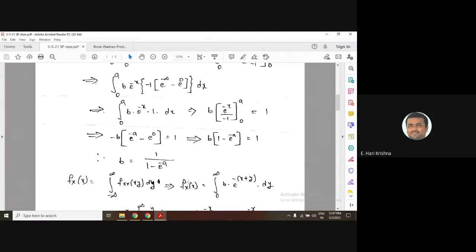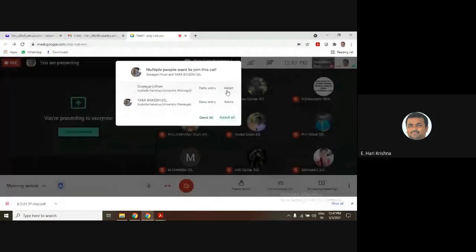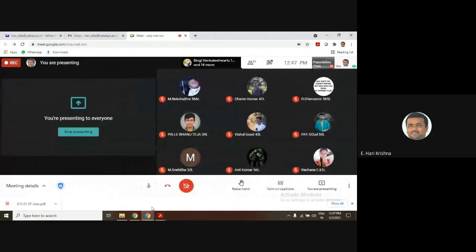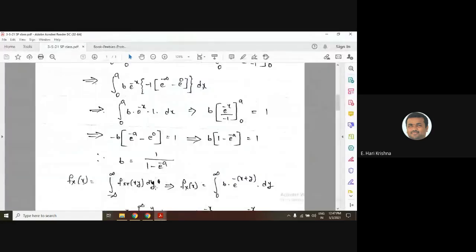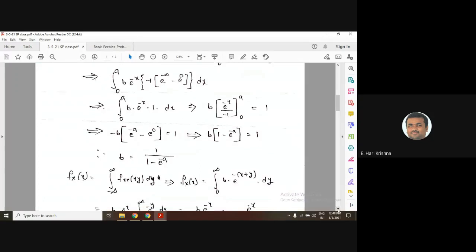So fx of x is equal to the integral from minus infinity to plus infinity of fxy of x, y dy only. So, sorry, x limits, we are integrating with reference to y. So y limits are from 0 to infinity. b into e power minus of x plus y dy.